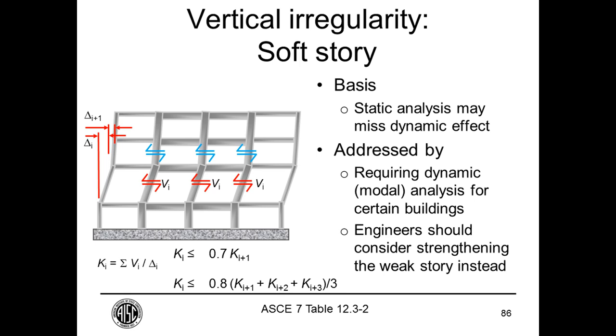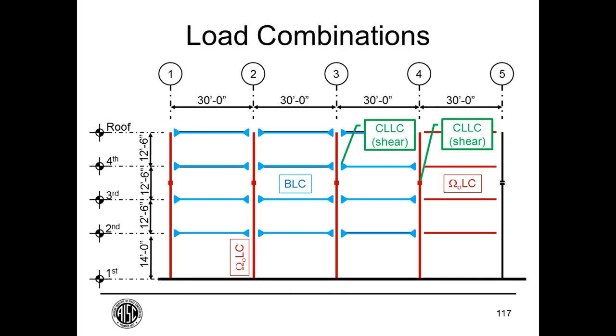All right. Our next question is on slide 117. And the question is why is the overstrength factor applied on the column designs?